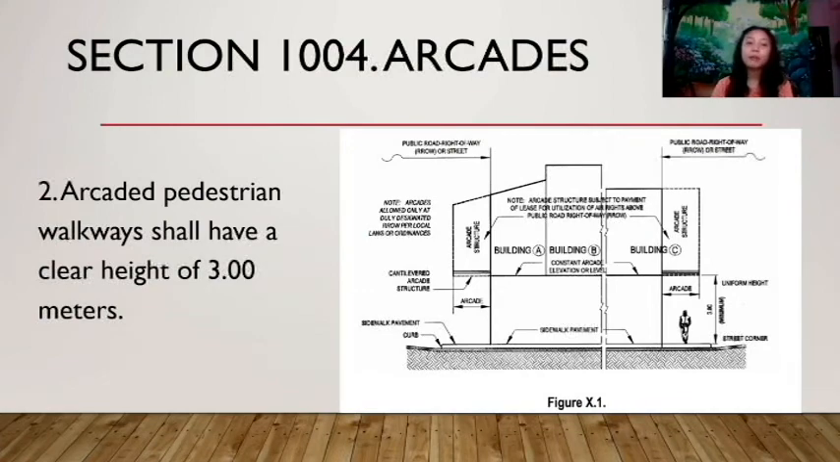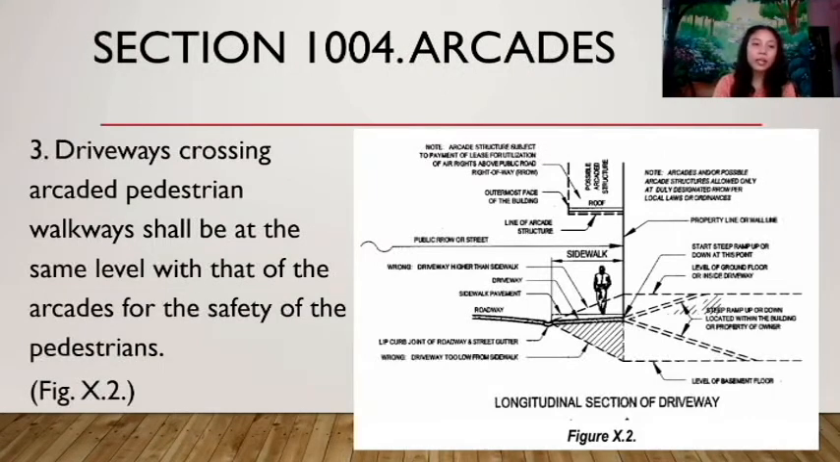Number 2, arcaded pedestrian walkways shall have a clear height of 3 meters. Driveways crossing arcaded pedestrian walkways shall be at the same level as the arcades for the safety of the pedestrians. There should be no hanging signs, projecting signs, nor ground signs within the entire length of the arcade area. Signs should be part of, or above, the storefront windows, and all doors must swing inward to prevent accidents.